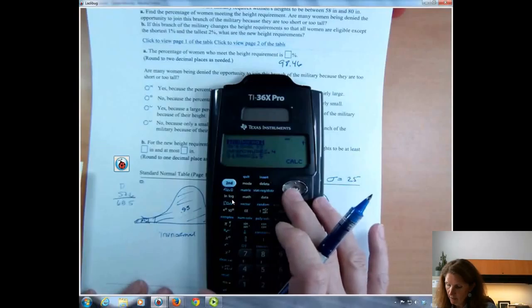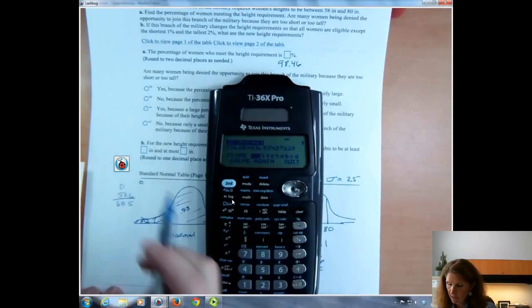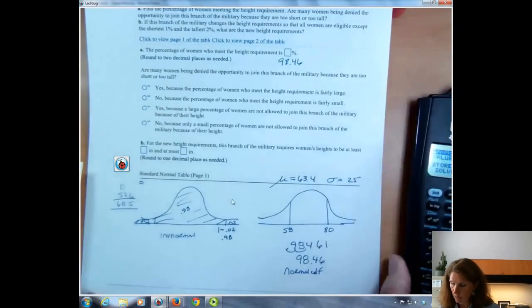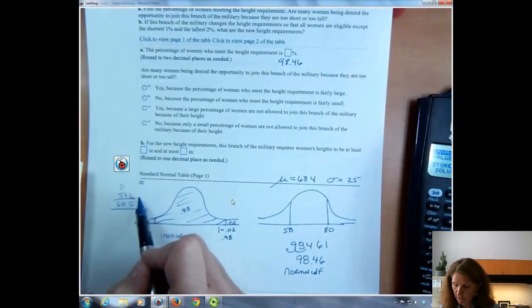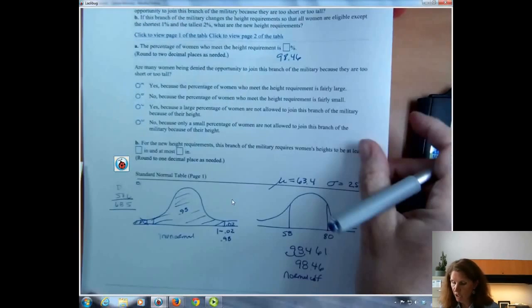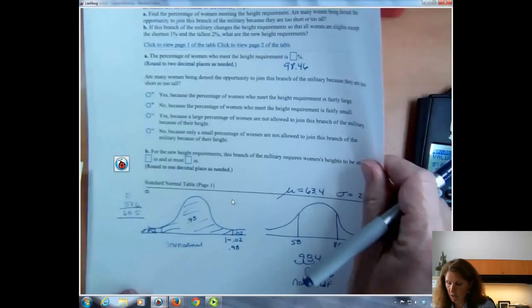0.98 to the left. And that gives me 68.5 when I put that into the calculator that way. So the new requirements would be 57.6 up to 68.5 if they changed it to excluding only the 1% on the bottom and the 2% on the top.